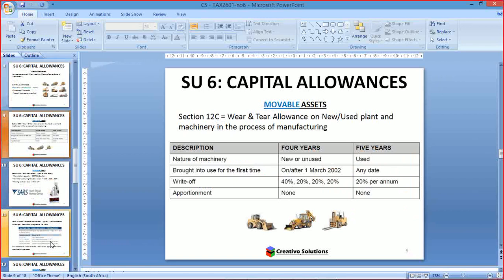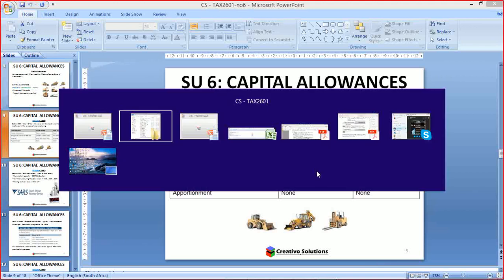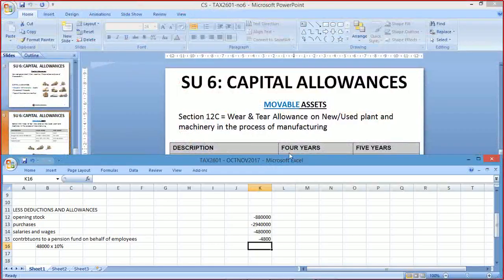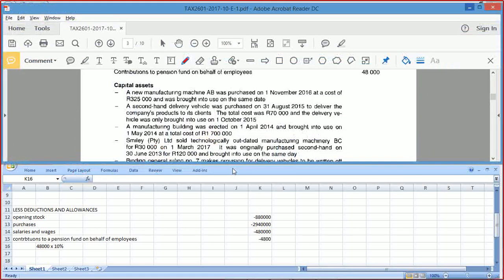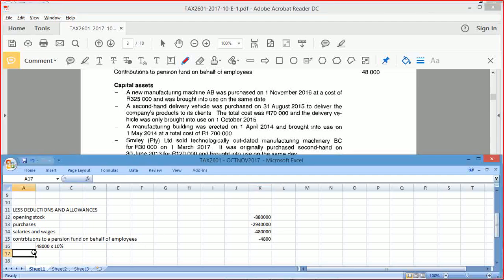Let's see if you're right. The special capital allowance 12C, for new and unused plant and machinery in the process of manufacturing. Okay, so are we in the process of manufacturing? Yes, sir. All right, so if we go back to the question. It's a new manufacturing machine. Yes, sir. So, deductions allowances. Okay, if it's a machine, it's going to be claimable.